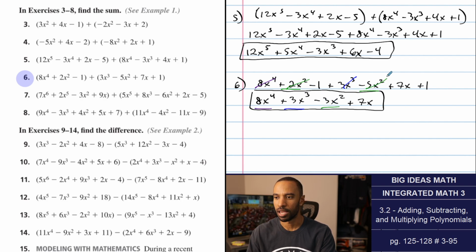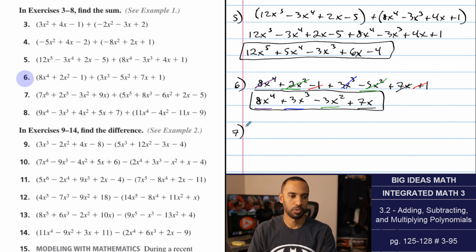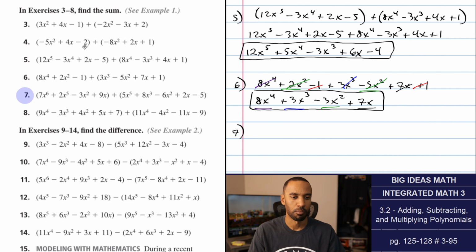Or, you know what I mean? I should have canceled that. Write down the 7x, cancel it out, and then the 1s cancel out naturally. That's something you can also do. Just giving you little tips. Just don't make a mistake, right? Just combine like terms. Now, number 7 has even more terms.